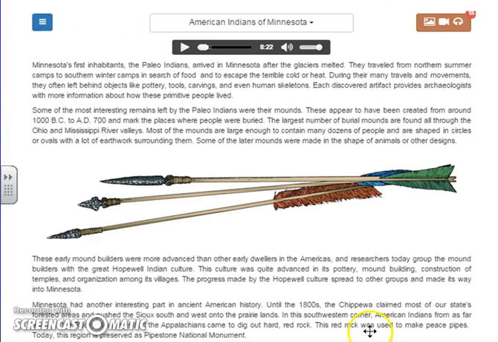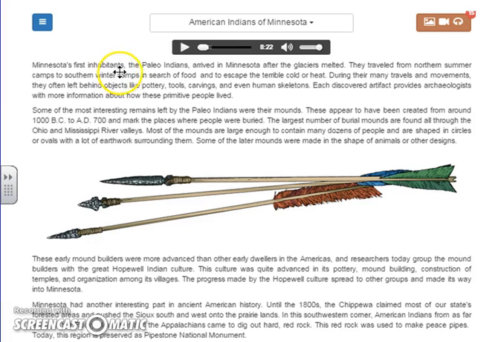So I have a nonfiction article. Here's the title, American Indians of Minnesota, and I'm going to show you how to use the HUG strategy to help you understand this article better. My advice is to read each paragraph one at a time and then go back and use the HUG strategy. So here I go. First paragraph.